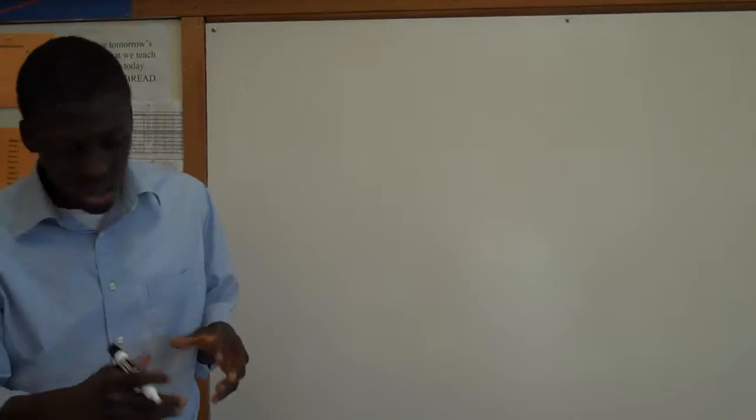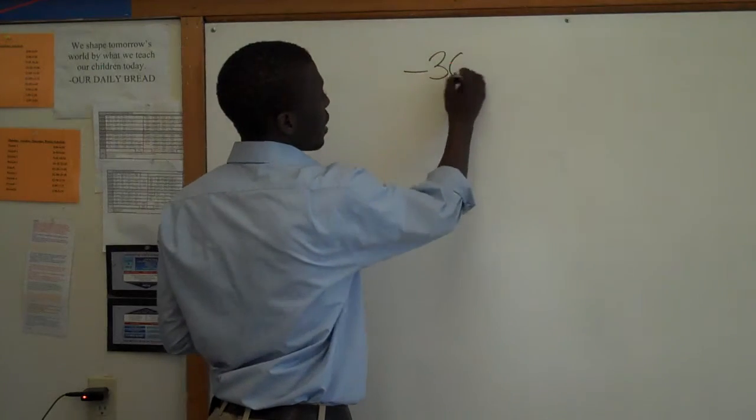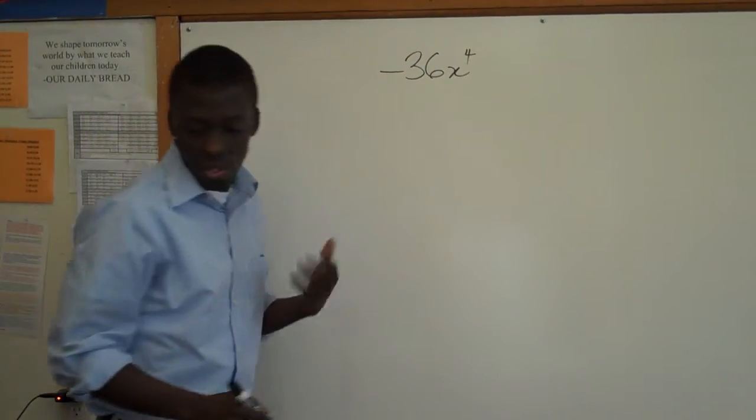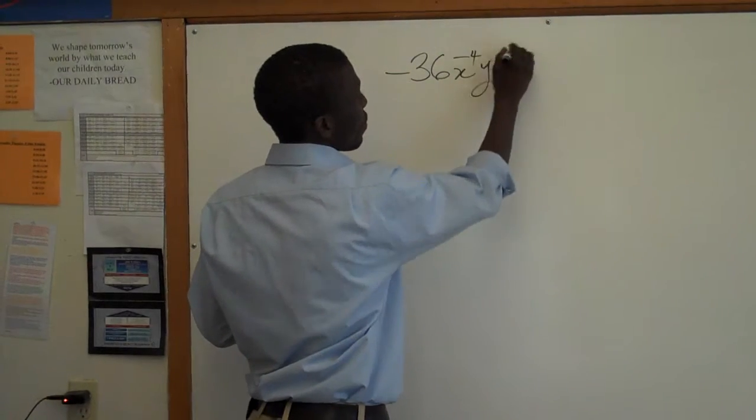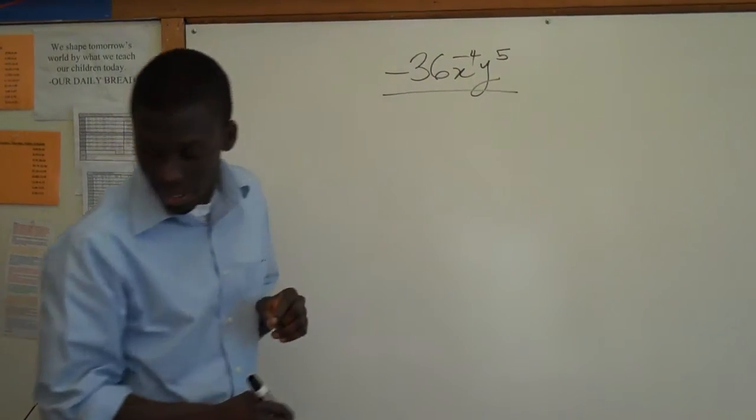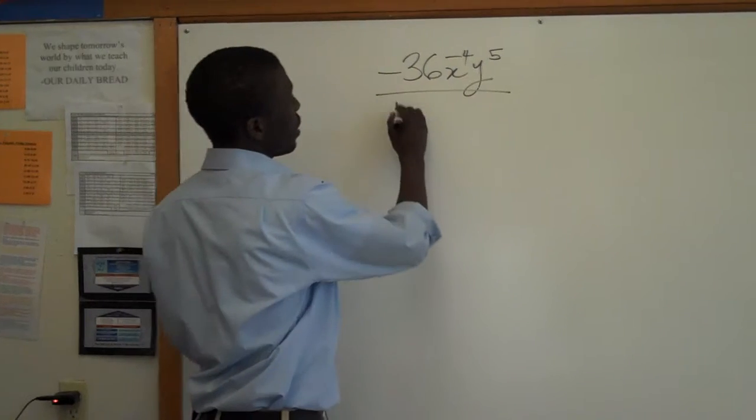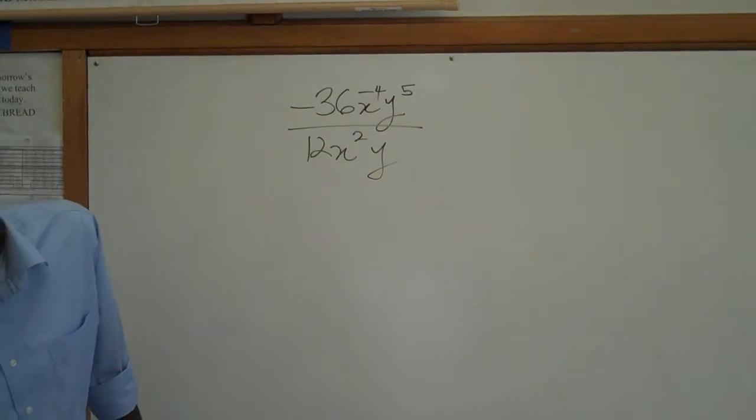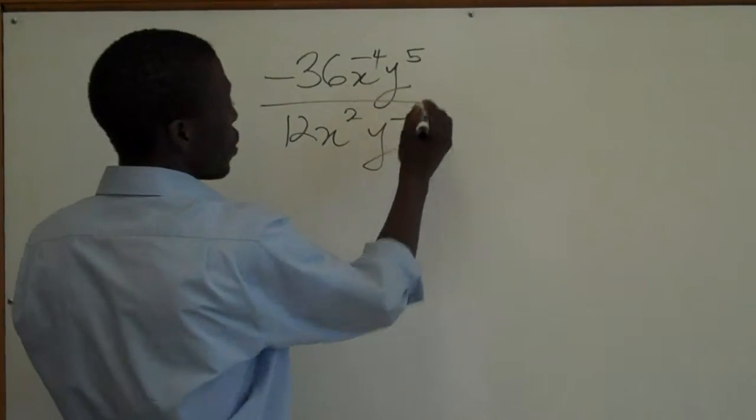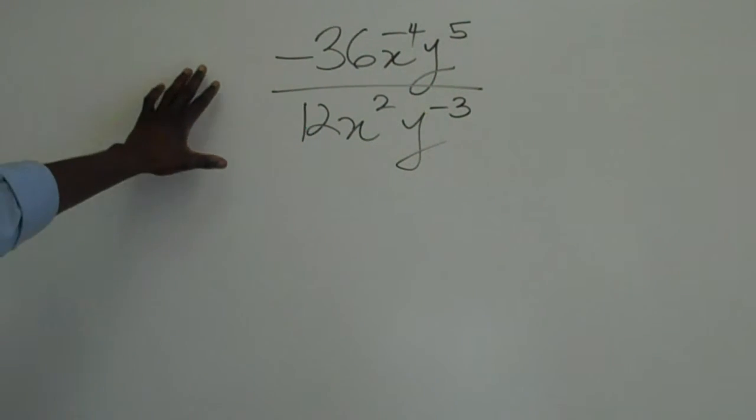There's a problem in chapter 2 that gives us this big number: negative 36 x to the negative 4 y to the fifth power divided by 12 x squared y to the negative 3. That's the question. So look at that for a second.